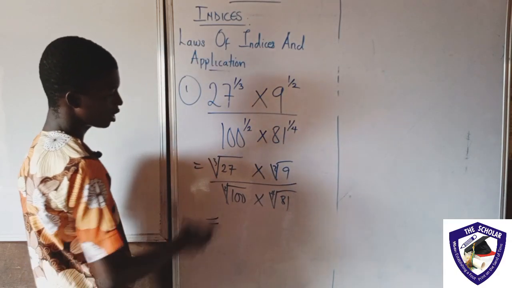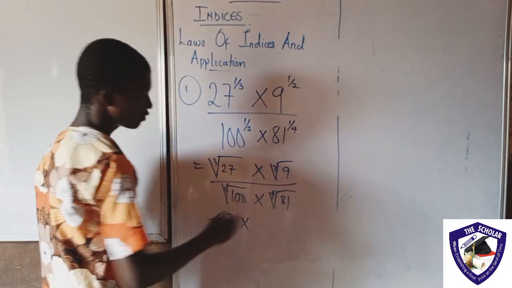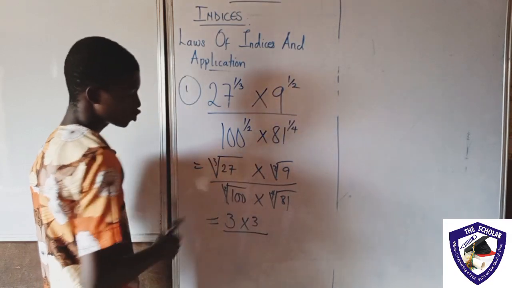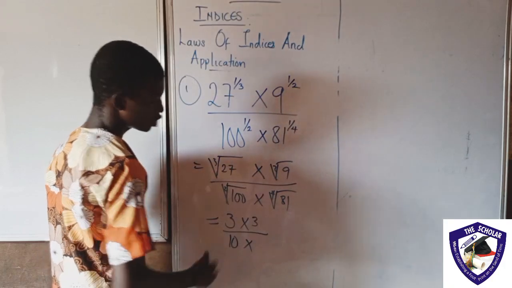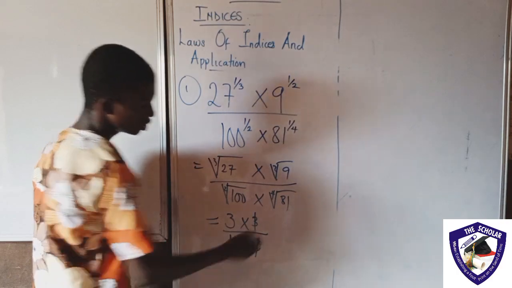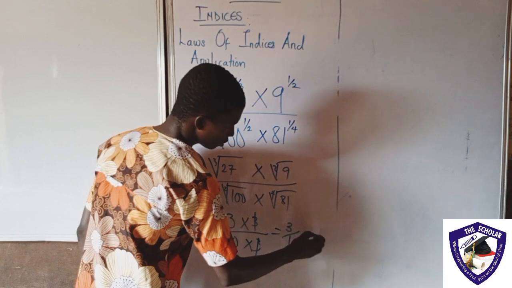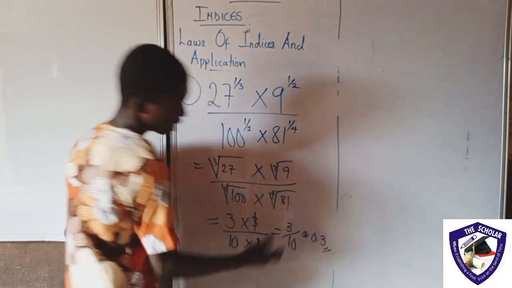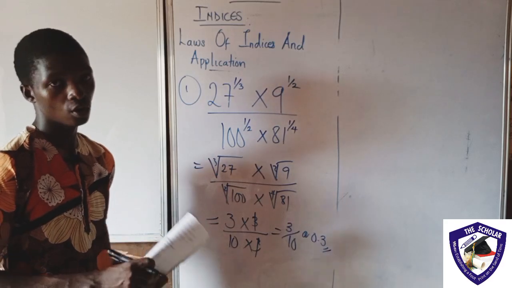So now let us break them down. The cube root of 27, that is 3. The square root of 9, that is 3. The square root of 100, that is 10. Times the fourth root of 81, that is 3. So in this case, 3 eliminates 3. So you have a final answer to be 3 over 10, or 0.3. And this is how to solve questions relating to laws of indices.